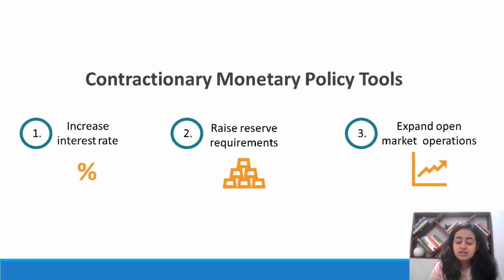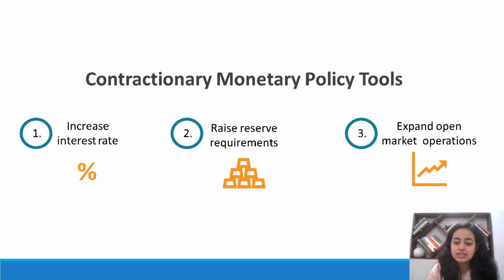While discussing the expansionary monetary policy, our focus was constantly to increase the money supply in the economy. Why? Because we were in a situation of a recession, or we wanted to boost economic growth and production. But now imagine we are in a situation of very high inflation and we want to control that. To do so, we will undertake contractionary monetary policy measures.